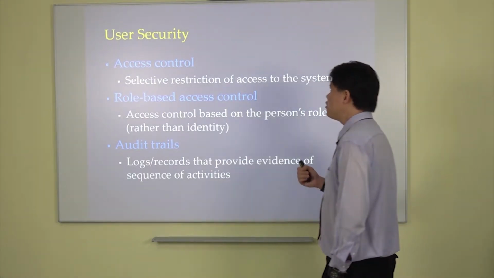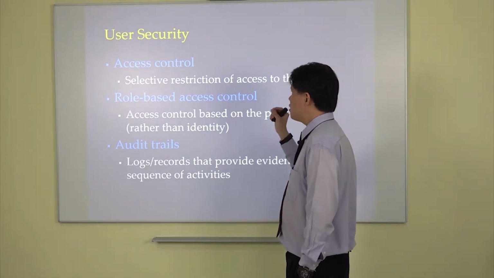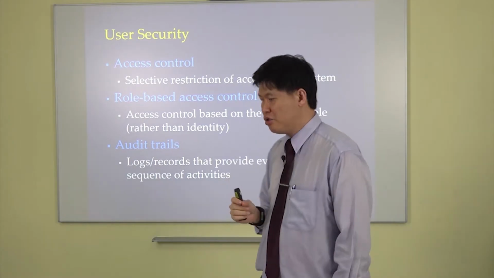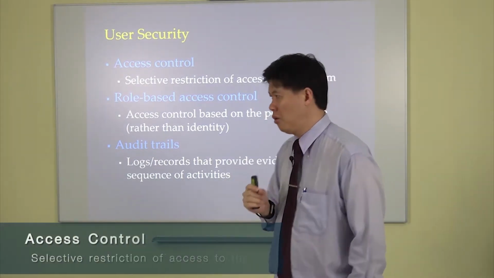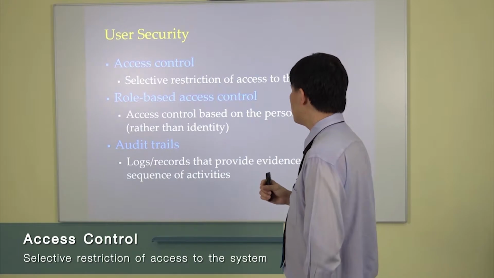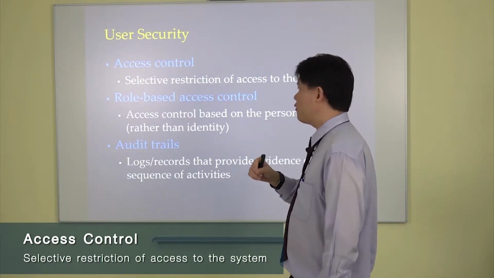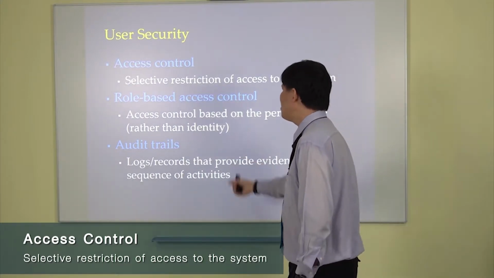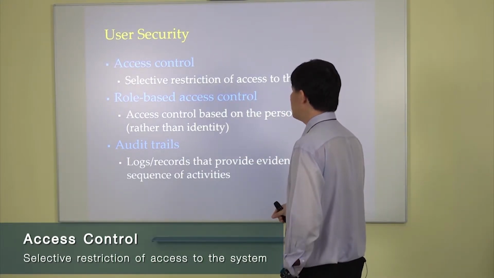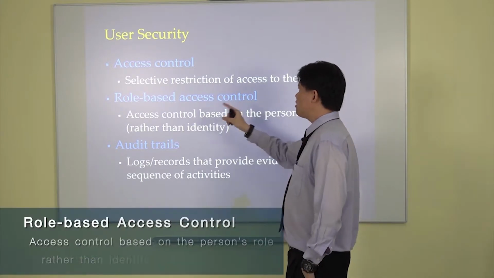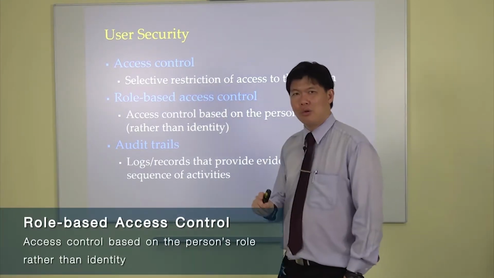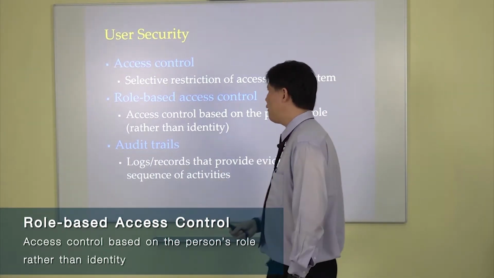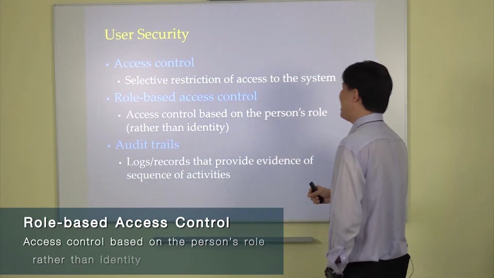Now, for user security, we have some terms that are used a lot. For example, access control. Access control is actually how you selectively restrict access to the system. So you control how much access you give to a certain individual. Whereas the term role-based access control is you control the access according to the role of the person or the user rather than the identity.